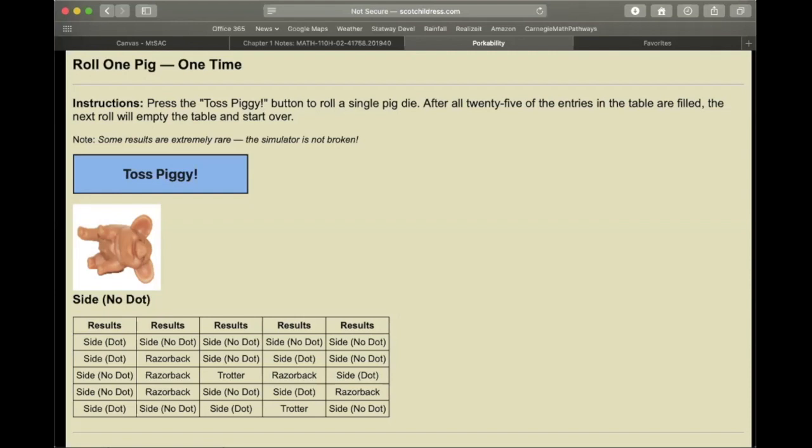So anyway, we've got these outcomes. And what I want you to do real quick is to go back to the handout. So now I'm going to do a new share of my iPad.